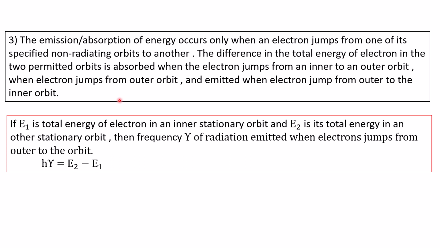emitted. If E1 is the total energy of an electron in an inner orbit and E2 is the total energy in an outer orbit, when the electron jumps from the second orbit to the first orbit, that is, from the outer orbit to the inner orbit, the difference in energy will be radiated. The difference in energy is E2 minus E1. It will be equal to h nu, where nu is the frequency of the radiation emitted.